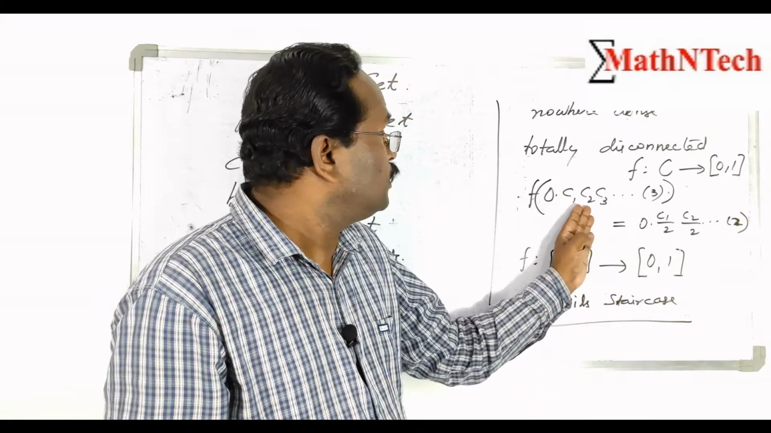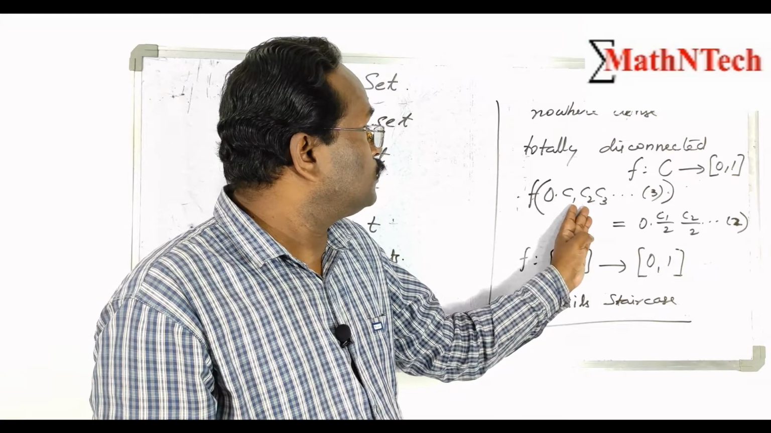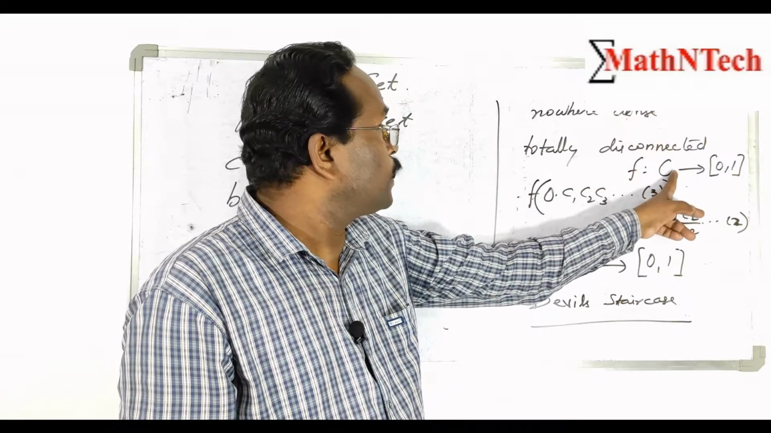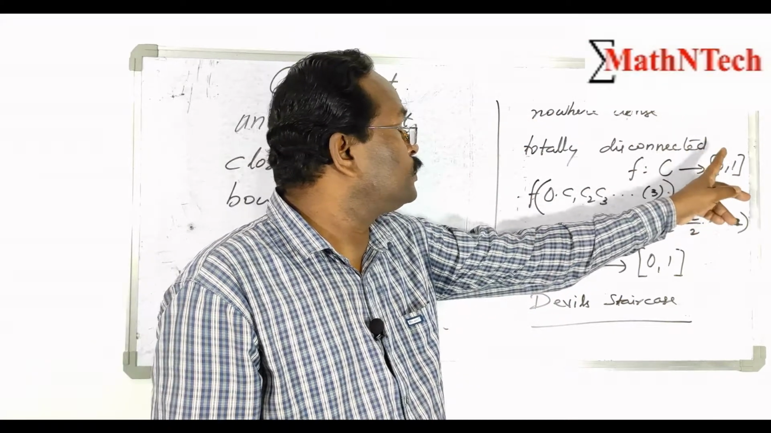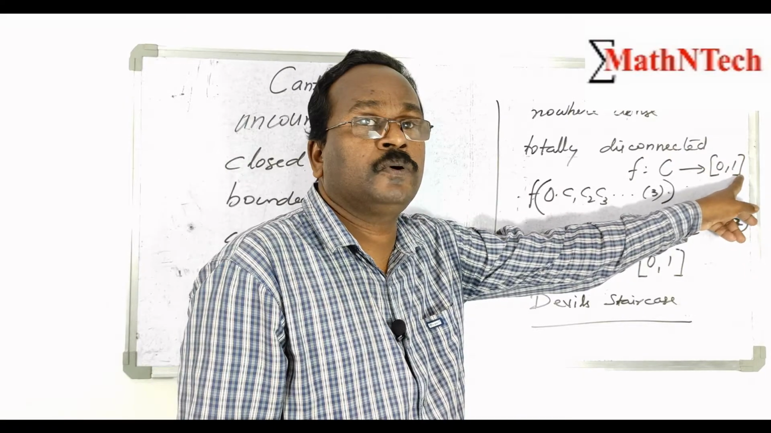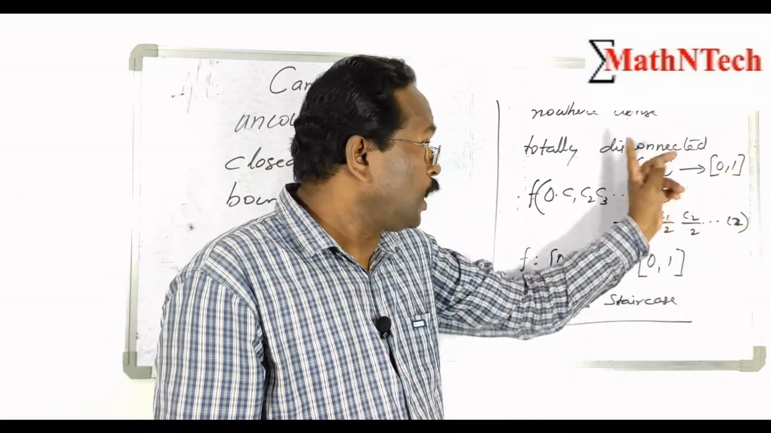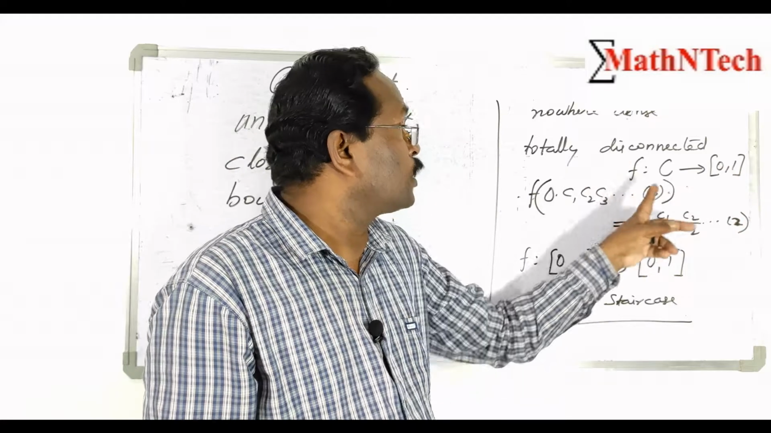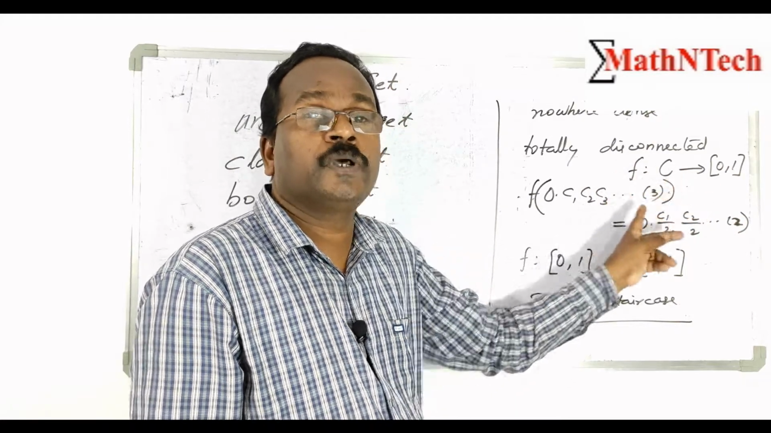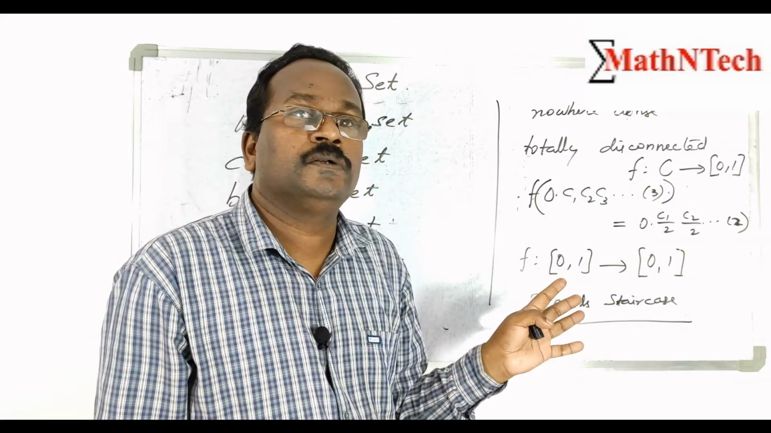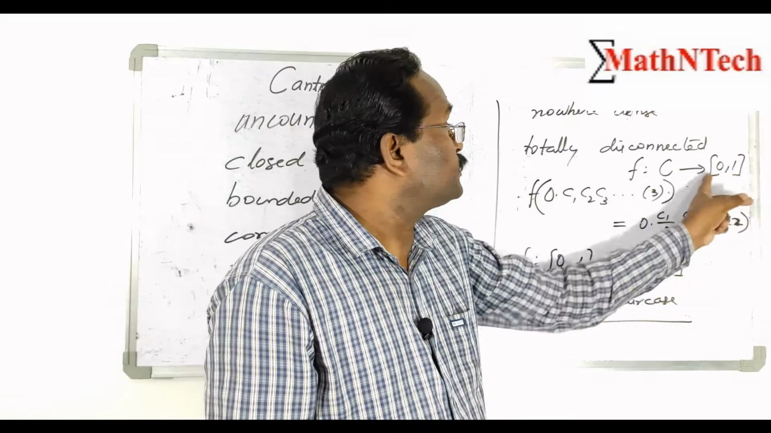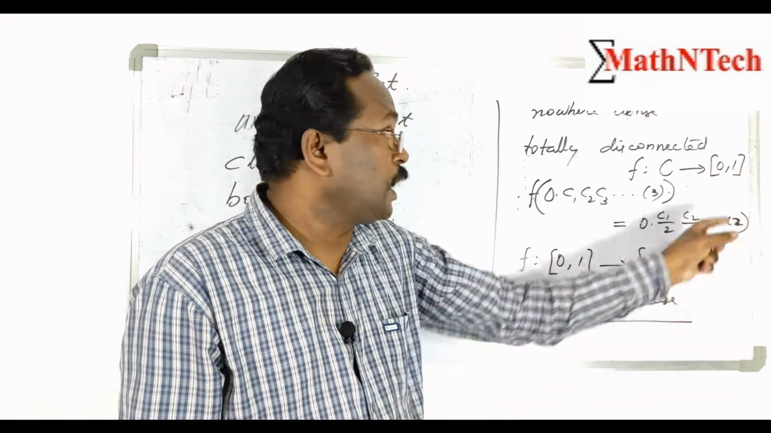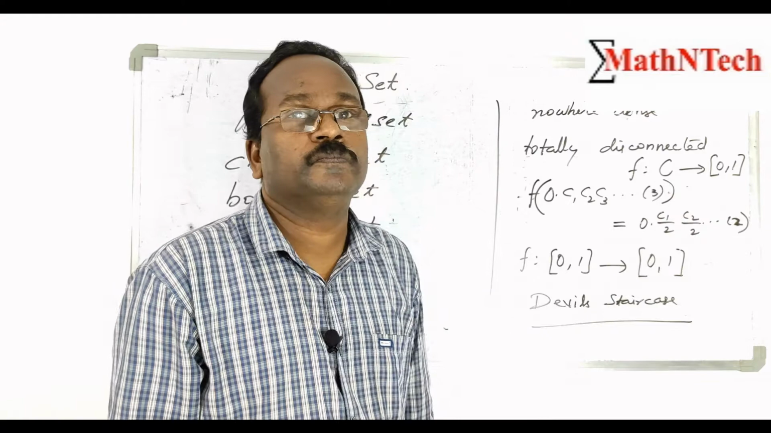Using this idea, the cardinality of C is greater than or equal to the cardinality of the closed interval [0, 1]. But the cardinality of the closed interval [0, 1] is less than or equal to the cardinality of C. So they have the same cardinality. But the closed interval [0, 1] is uncountable. So the Cantor set C is uncountable.